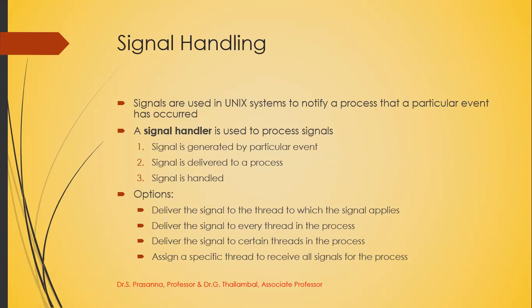The options are: deliver the signal to the thread to which the signal applies, deliver the signal to every thread in the process, deliver the signal to certain threads in the process, or assign a specific thread to receive all signals for the process. Any of these options can be utilized, so the signal will be handled by one thread, by all the threads, or by the chosen threads, according to the need.